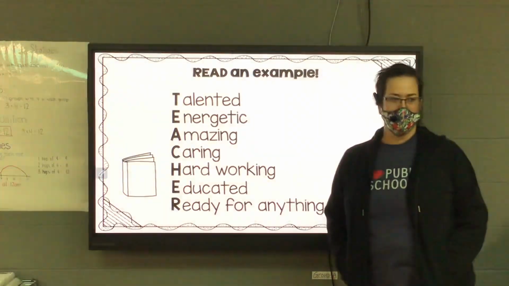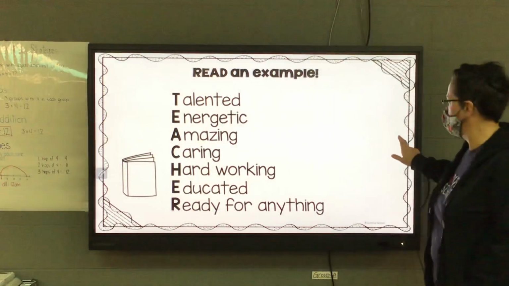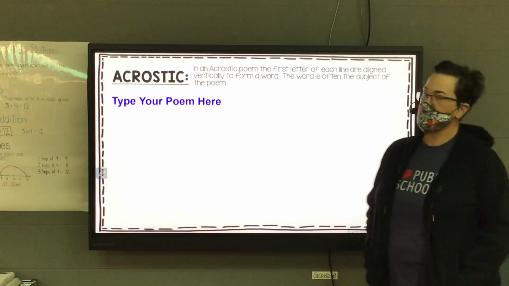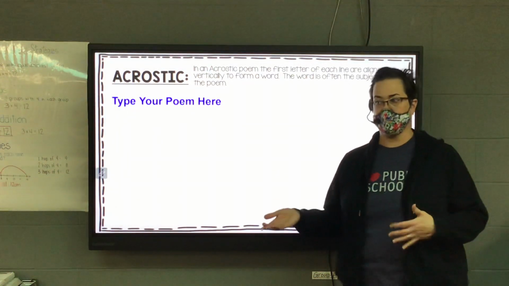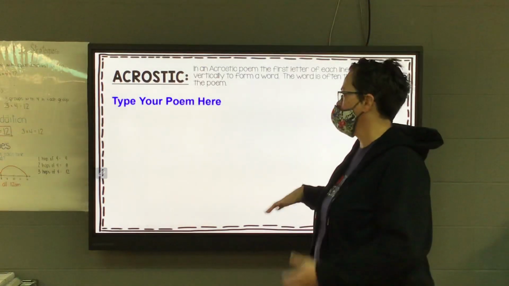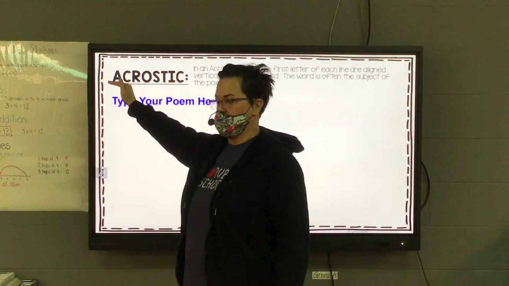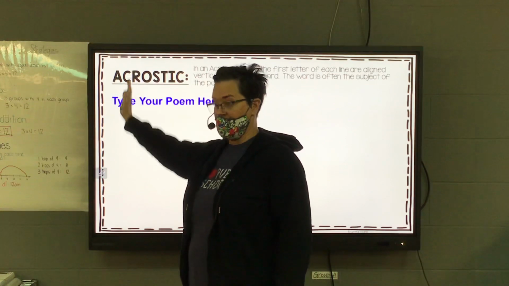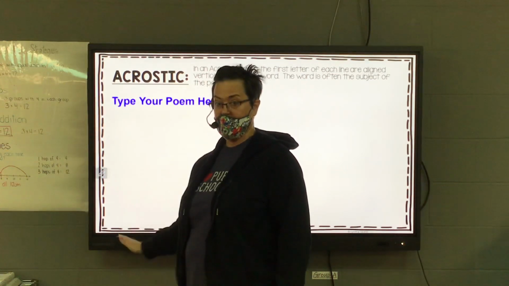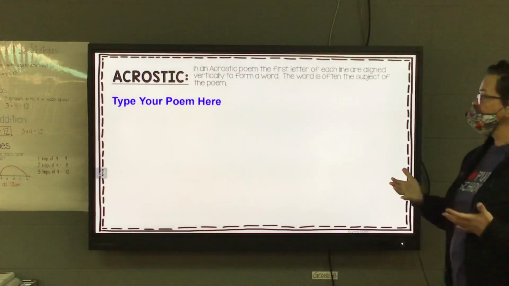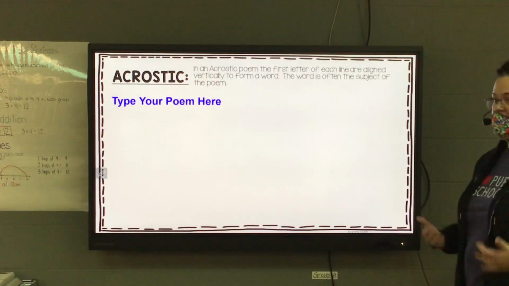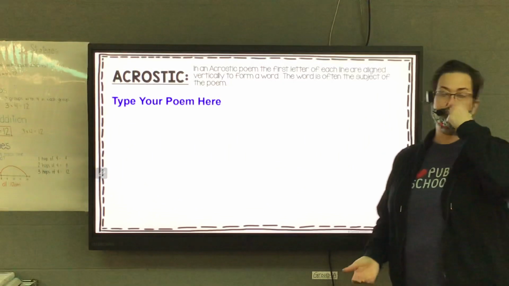So here's what you're gonna do. You're gonna create your own acrostic poem, just like we were doing yesterday. This time though, we're typing it out. So you're gonna type your word up and down, right? And then fill in what describes, tells more about that word.